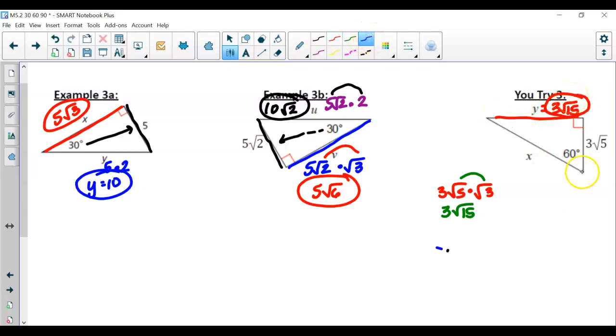Then to get the hypotenuse, we always take our short leg, 3 radical 5, and double it, multiply by 2. So now you should have noticed that's just 3 times 2, which is 6 radical 5. So our hypotenuse, x, is 6 radical 5.